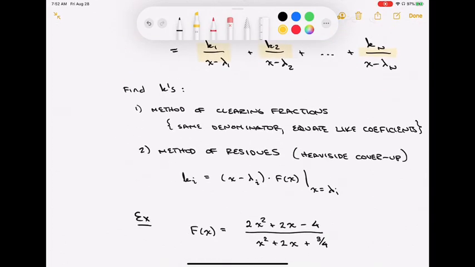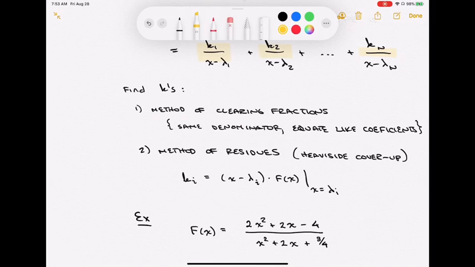Lots of methods to do this, stuff you should have seen before. There's something called the method of clearing fractions. You basically find the same denominator and equate like coefficients. I'll demonstrate this by example. There's also a method of residues. This is my preferred method. I think it's more systematic. It's something you can program in a computer pretty easily. And so I think it's kind of a workhorse that just doesn't require a lot of tricks or other things. You do have to do some calculations, but it generally is a pretty robust way of carrying this out.